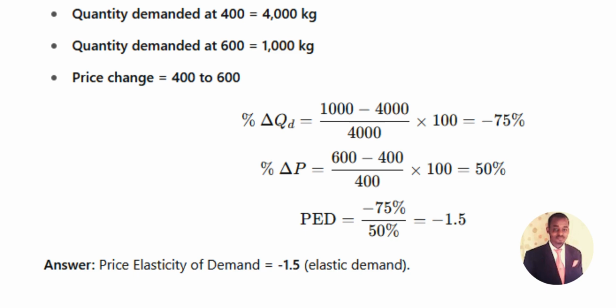50%. Now to calculate the price elasticity of demand, we have already seen the formula: percentage change in quantity demanded over percentage change in price. So right now we are going to get minus 75% divided by 50%, which will give you minus 1.5. So the price elasticity of demand for this solution is minus 1.5. That is how easy it is to calculate the price elasticity of demand for this table.